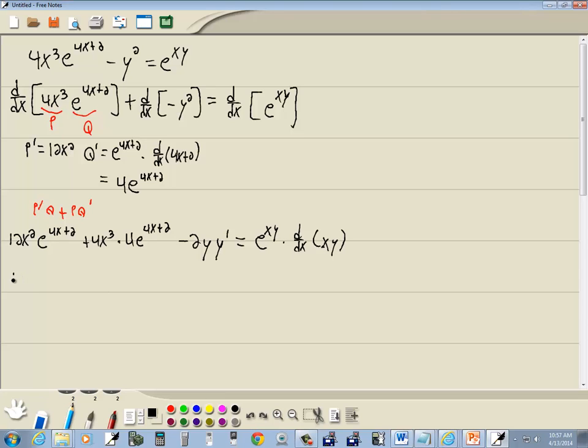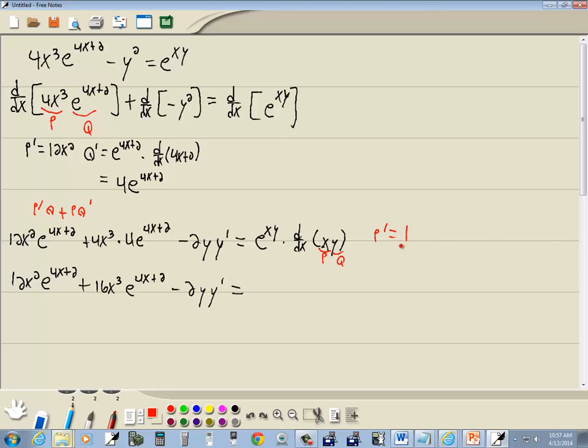Okay, so that gives us 12x squared e to the 4x plus 2 plus 4 times 4 is 16x to the third e to the 4x plus 2 minus 2y y prime equals. Now here, the derivative of xy. Well, this is a product rule. This is p and this is q, so we'll need p prime and q prime.